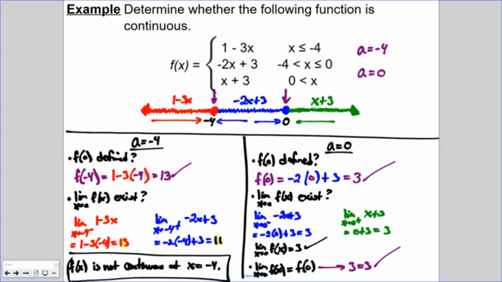It's just not continuous at negative 4. Now where can I fit that in? F of x is continuous at x equals 0. All right, and there you have it, folks, using the conditions of continuity to determine whether or not piecewise functions are continuous.